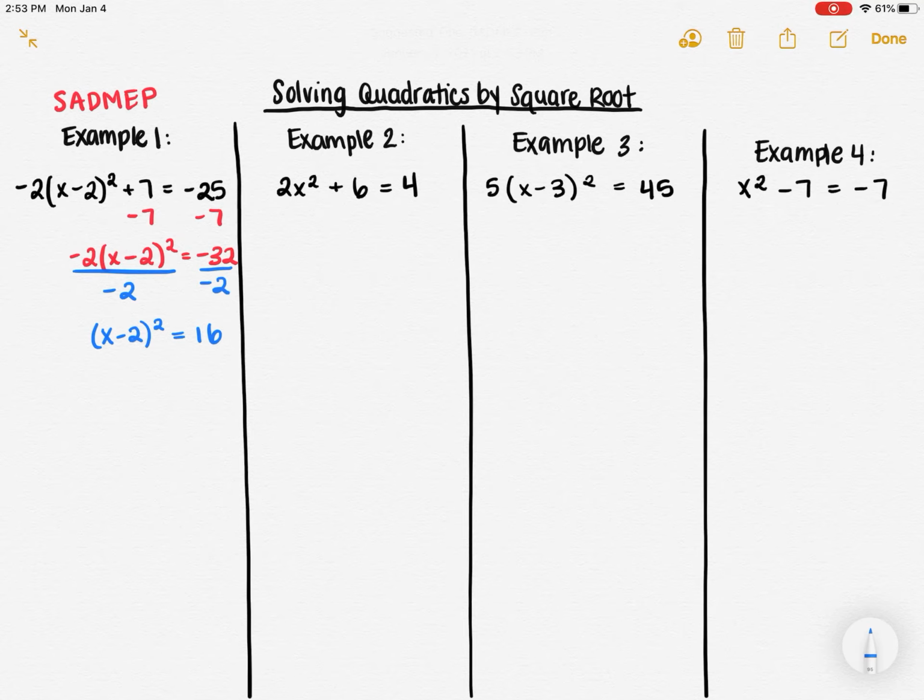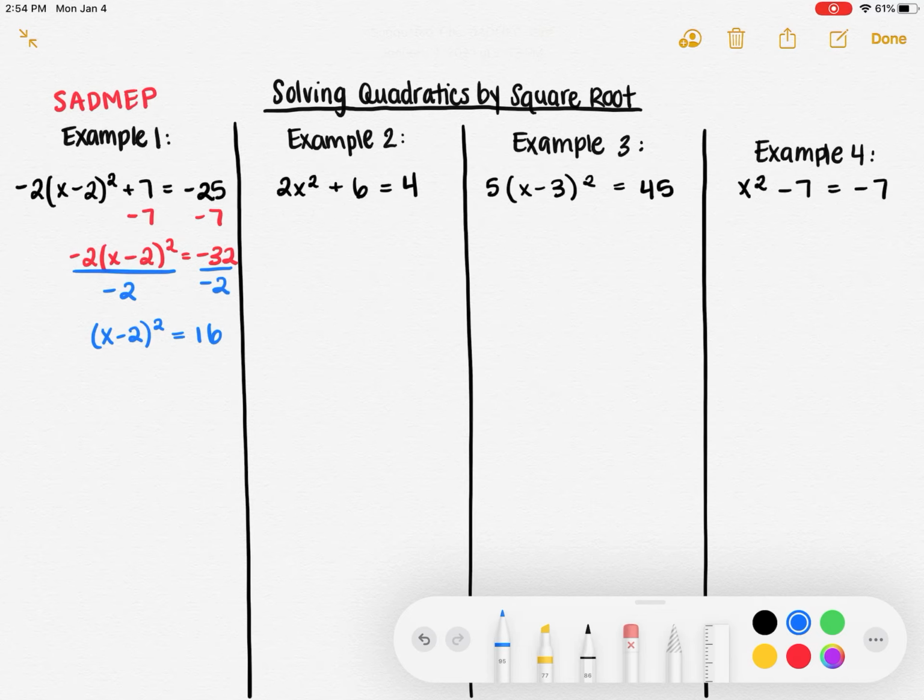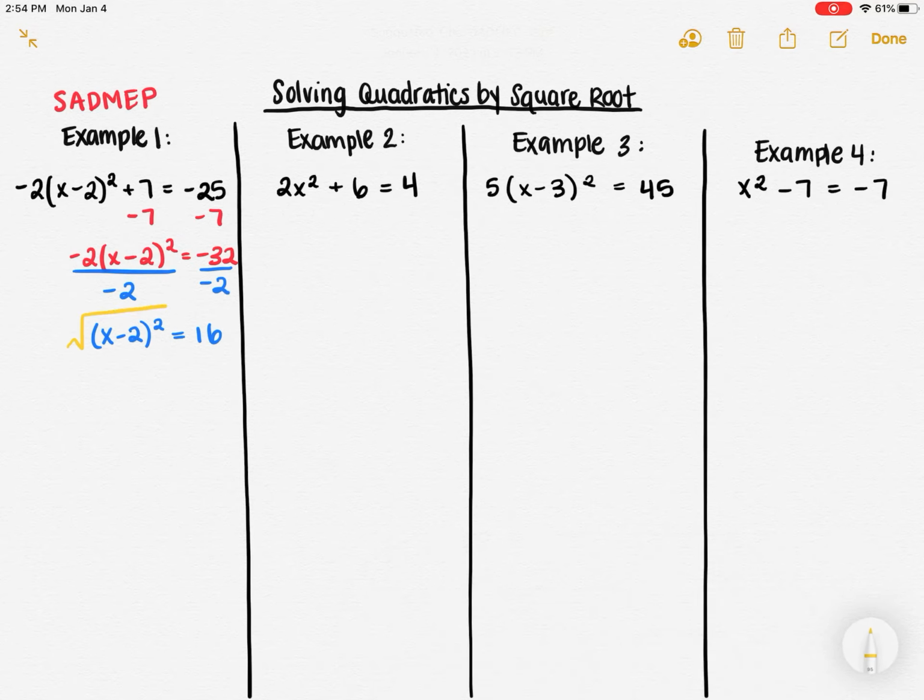Now that I've gotten rid of everything outside of the parentheses, this is the part where I get rid of the squared. So I have the x minus 2 is being squared, and in order to get x by itself, I have to get rid of the squared part. Now we know the inverse or opposite operation of squaring something is to square root it. So I am going to want to square root both sides, but the important part in this step is that I take the plus or minus square root of the number on the right.